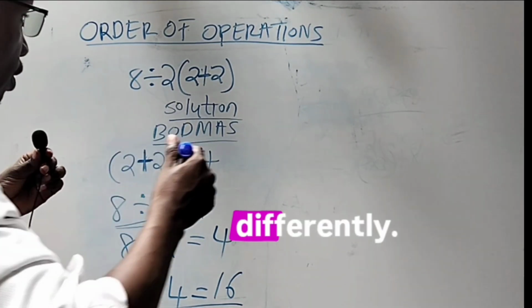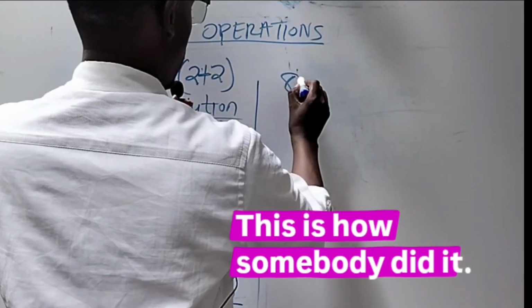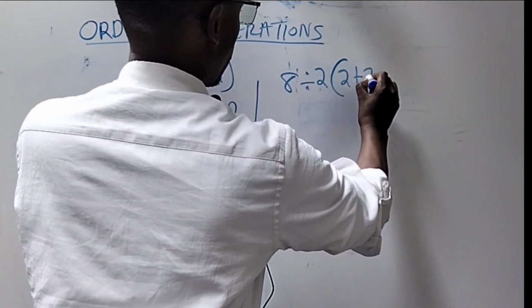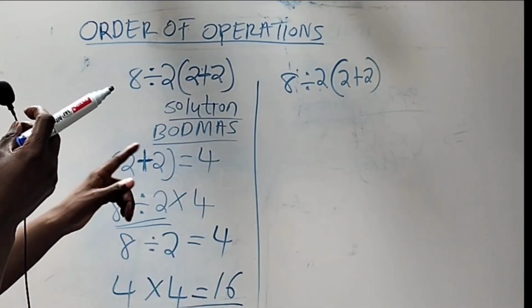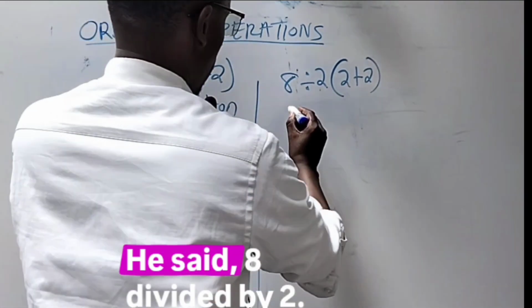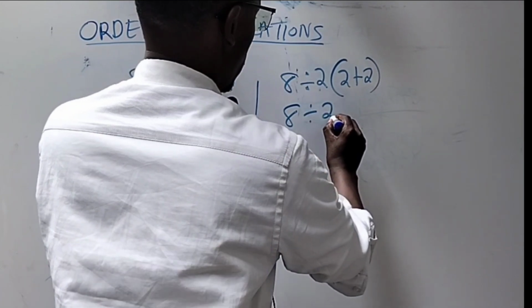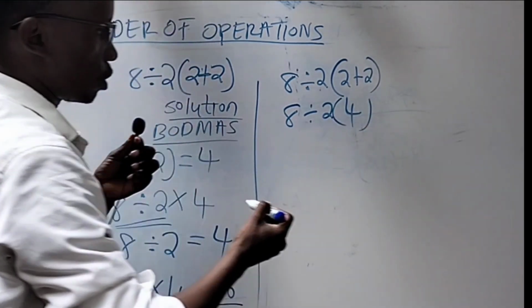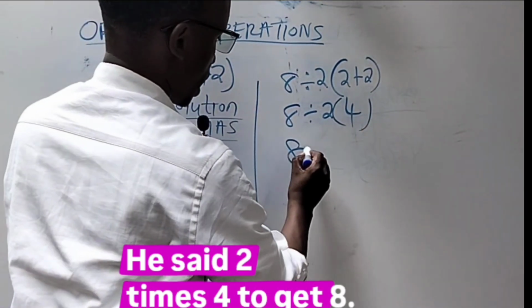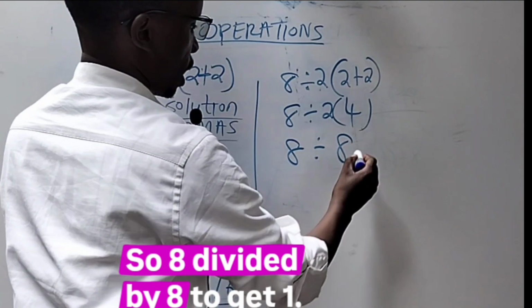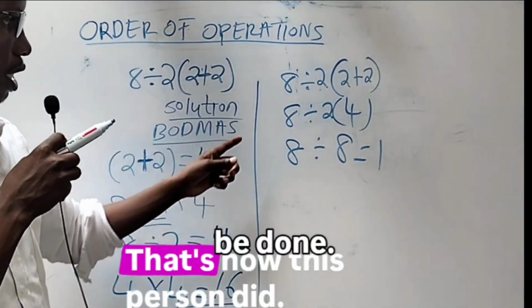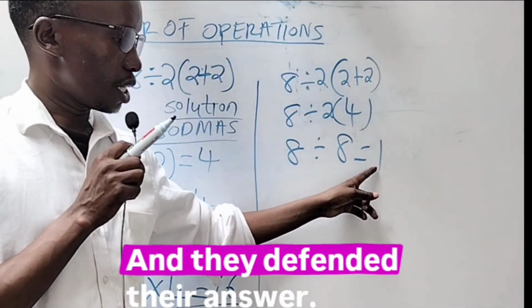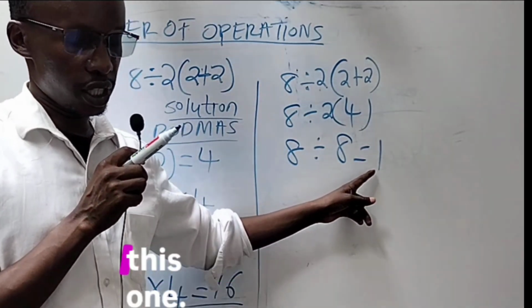Some other people are doing it differently. This is how somebody did it: 8 divided by 2 bracket 2 plus 2. This person did it this way. He said 8 divided by 2 and multiplied 2 times 4. He said 2 times 4 to get 8, so 8 divided by 8 to get 1. That's how this person did it, and they defended their answer. A large number of people got this one.